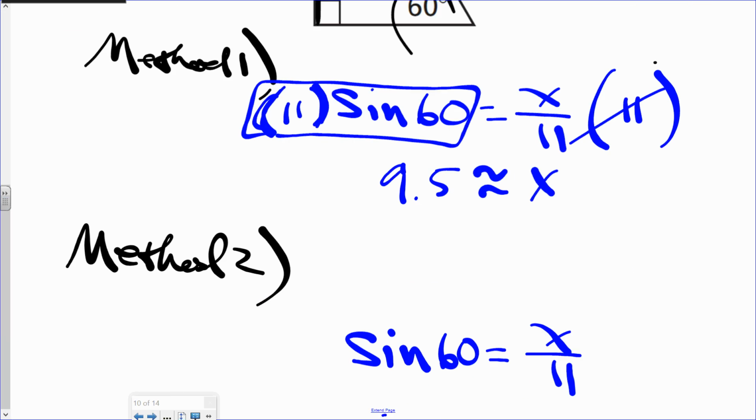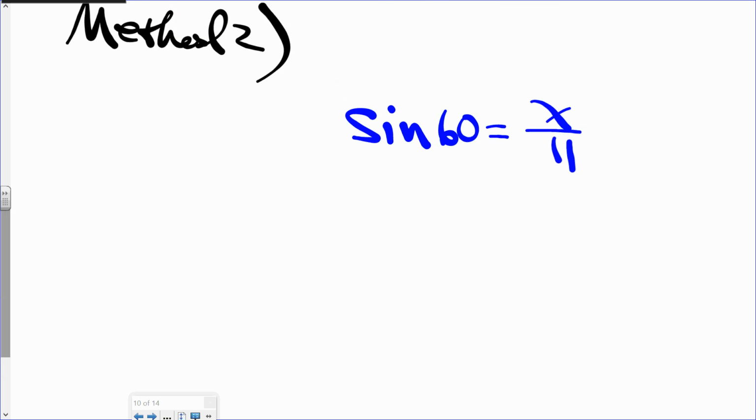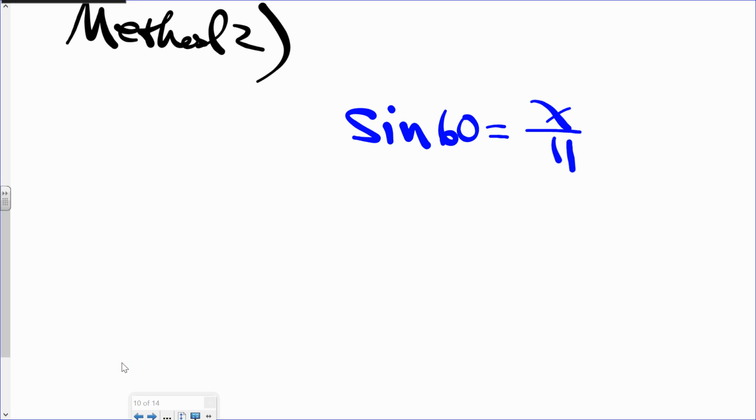So let me replace sine of 60 with what it is. I'll replace sine of 60 with what it will always be into eternity. Remember, it's that eternal ratio? It'll always be, no matter how big or small a triangle is, sine of 60 will always be rad 3 over 2. Always. Equals x over 11.